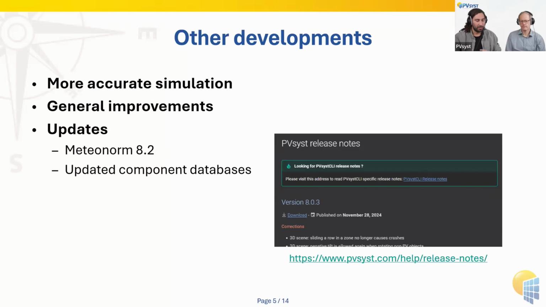So right now, for example, in terms of weather data, we have Meteonorm 8.2. In terms of components, we keep adding more optimizers, more modules, more inverters. So this is a continued effort, and you also have these updates in every other patch. And so if you're interested in the details of all the improvements, of course, you can look at the release notes. Those are found in our new help page that you can find at this address that is shown on the slide. And there you will find all the details about the latest improvements.